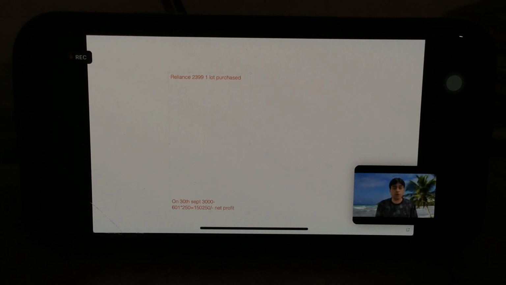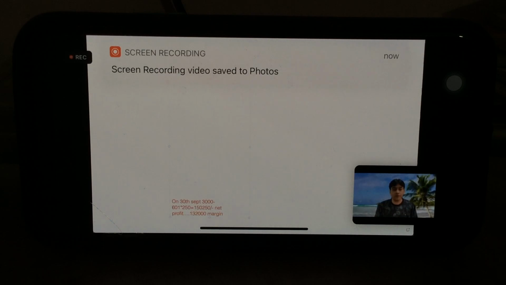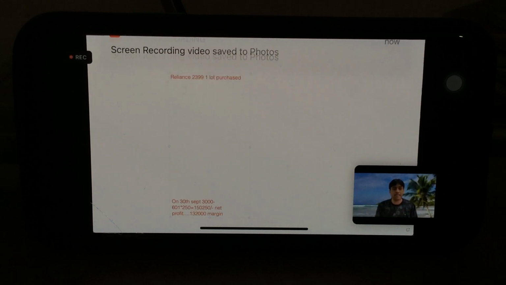Net profit if Reliance goes to 3,000, and this profit is on 1,32,000 margin. That means your money is doubled in 1 month. If Reliance goes 601 points up, your money is doubled. Clear? But does Reliance directly go from 2,400 to 3,000?